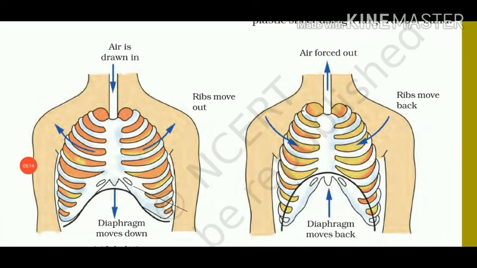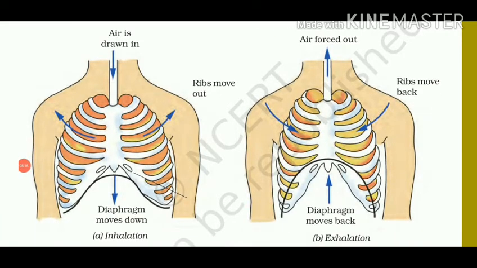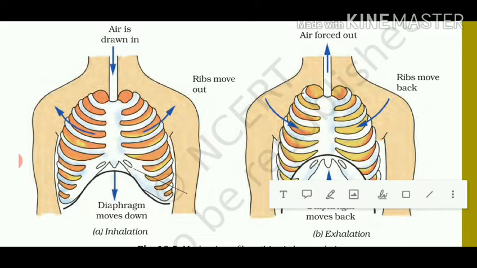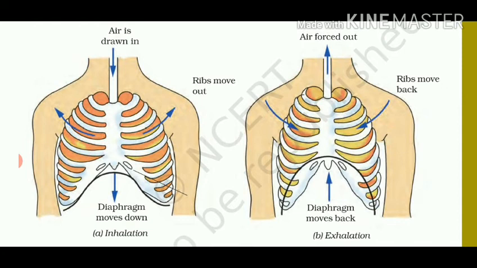So now we have learnt about the process of inhalation and exhalation, where we learnt that when the diaphragm moves down, the ribcage expands. This leads to the expansion inside the lungs. As a result, the air moves into the lungs. This process is known as inhalation. And when the diaphragm moves up, the ribcage contracts. This leads to the contraction of the lungs. As a result, the air moves out of the lungs, and this process is known as expiration or exhalation.